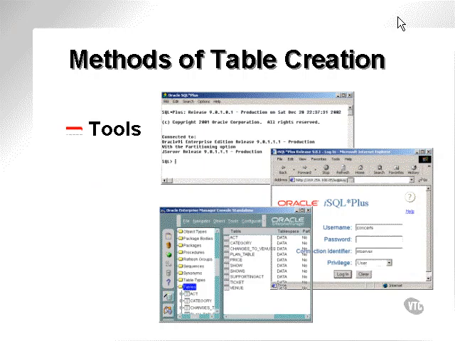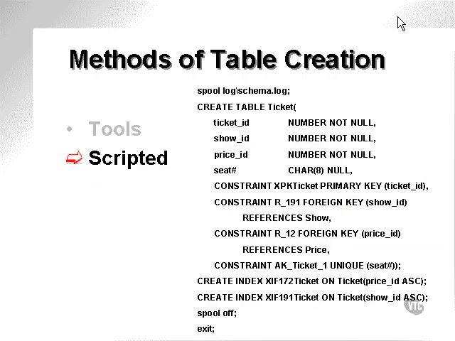Let's take a look at our next method of table creation, namely scripting. On the right you see an example of a very short script. It opens a spool which writes out the results of the script or the SQL statements into this log file. This will close that spool, which will write that file, and then we'll exit from here.